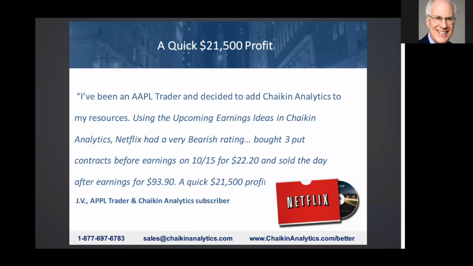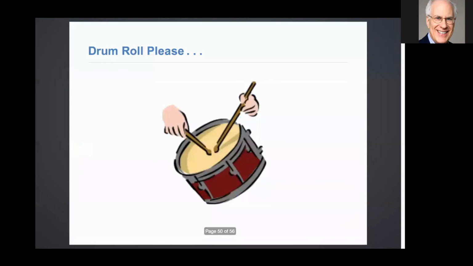I've been an Apple trader and decided to add Chaikin Analytics to my resources. Using the upcoming earnings ideas in Chaikin, Netflix had a bearish rating, bought 3 put contracts before earnings on 10/15 for $22.20, sold them the day after for $93.90, a quick $21,500 profit. This is 2.5 years ago, and these patterns happen over and over and over again. If you follow the discipline of the power gauge rating and a signal ahead of earnings, you're going to have a much higher probability of success and occasionally make outsized profits like this.